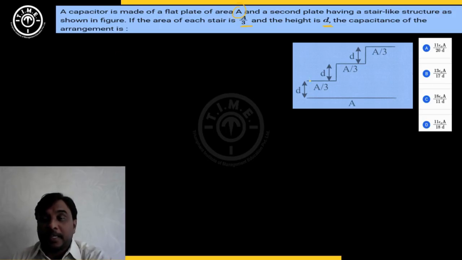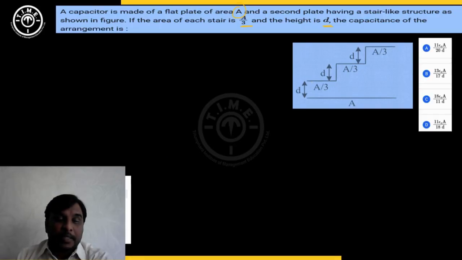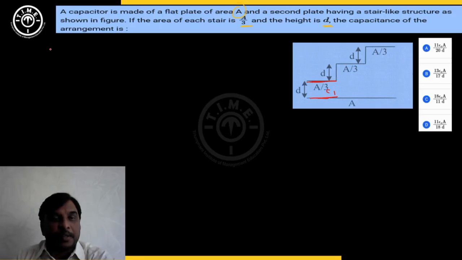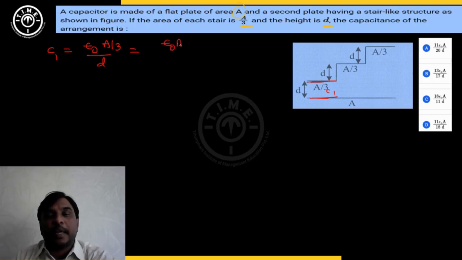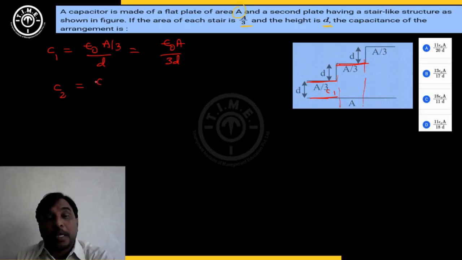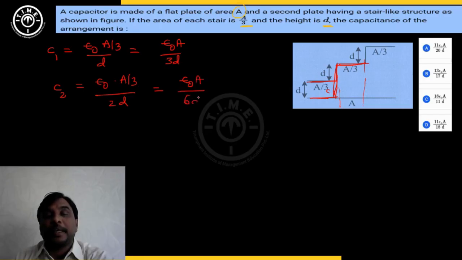Now you look at the capacitance. I can say this capacitance, see, this is one capacitance. Let me take C1. What is C1? C1 is equal to epsilon naught A by D, so you can write epsilon naught A by 3D. Now this is the second capacitance. I can write C2 is epsilon naught, area is A by 3. But distance between them is what? 2D. So you can say epsilon naught A by 6D.